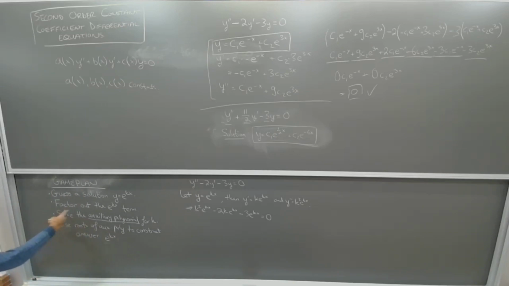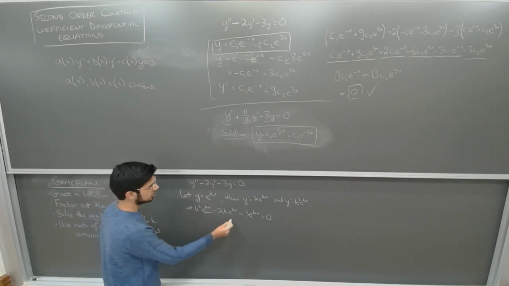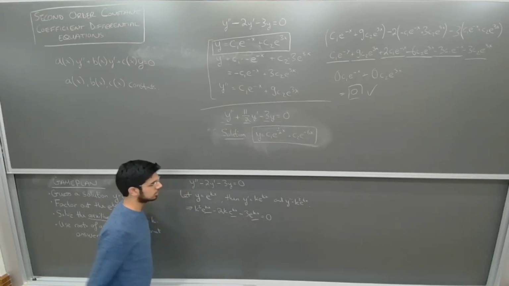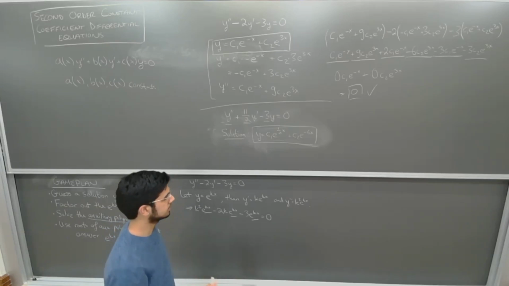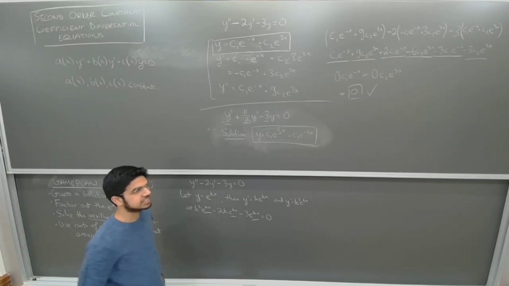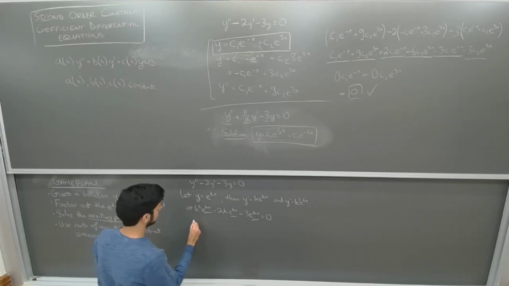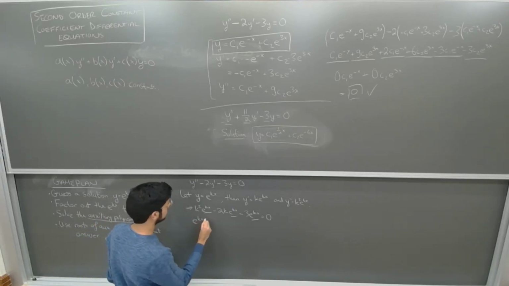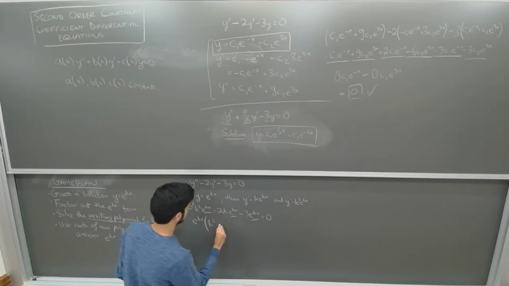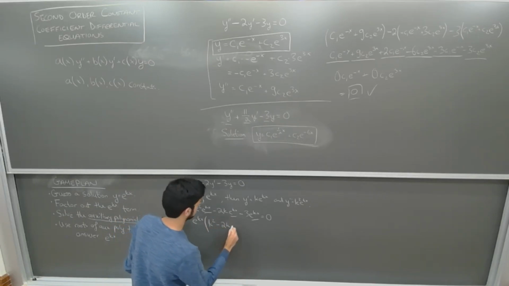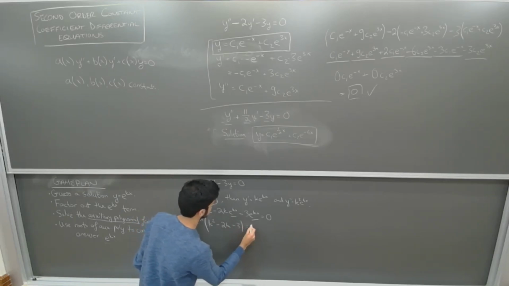Step 2 says to factor out the e to the kx term. And indeed, e to the kx is present in all three terms, so we can factor it out. And that comes from, like I mentioned before, the preservation of exponentials when taking the derivative of exponentials. So this means e to the kx times the quantity k squared minus 2k minus 3 equals 0.